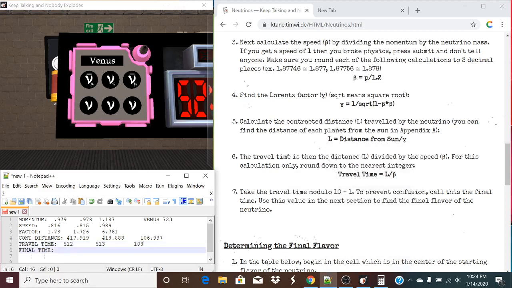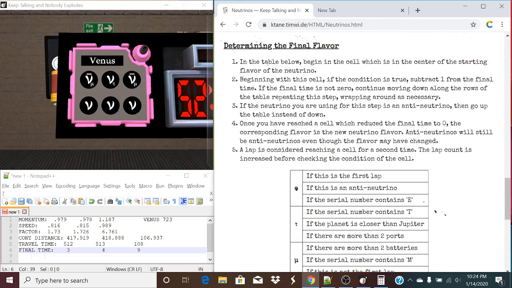Now let's calculate our final times by modulating 10 and adding 1 to the least significant digit of the serial number. So in this case, that'll be a 3. 2 plus 1 is a 3. 3 plus 1 is a 4. And 8 plus 1 is a 9. Now let's go down to each flavor.